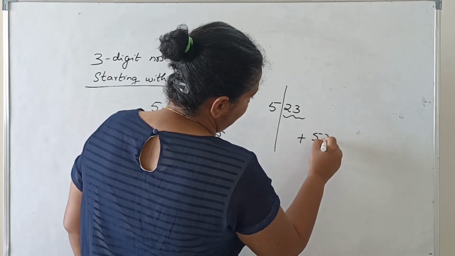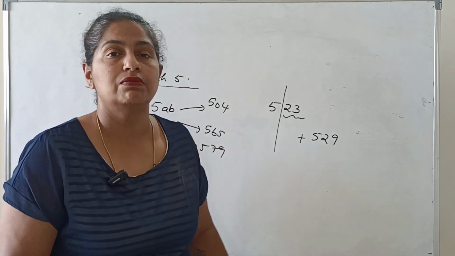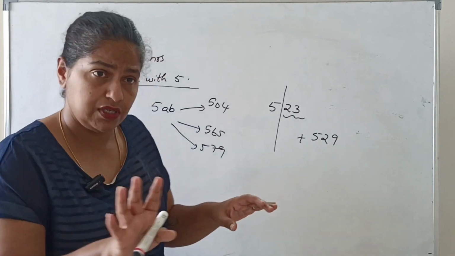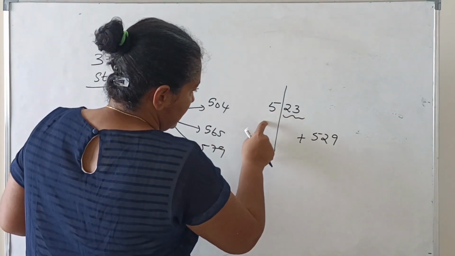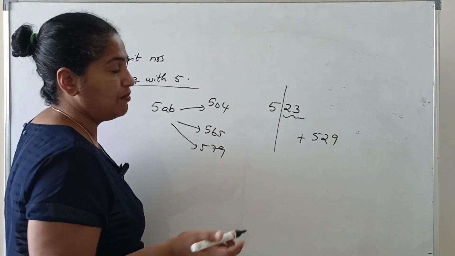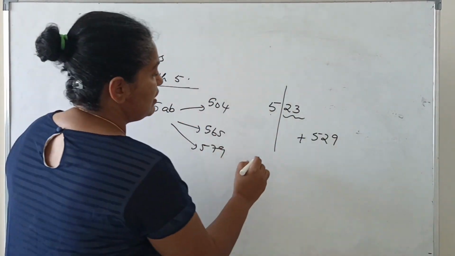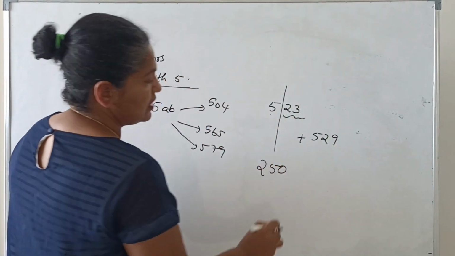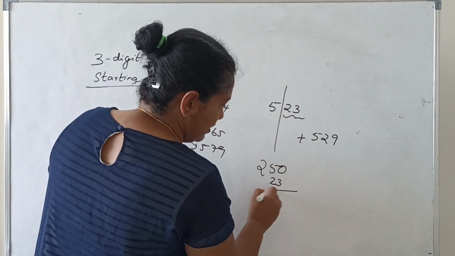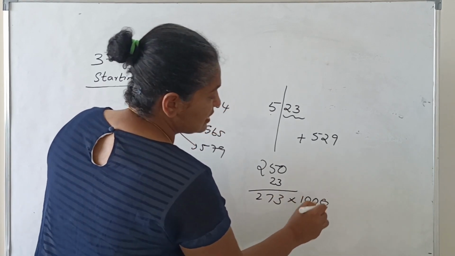23 into 23 is 529. We need to add them. In the case of numbers starting with 5, we are always adding rather than just joining up the remaining part of it. Now 5 square is 25, you know that, but because this is a 3-digit number, instead of adding 25 to the last 2 digits, we are going to add 250. You will add 250 to the last 2 digits and multiply not with 100 but with 1,000.